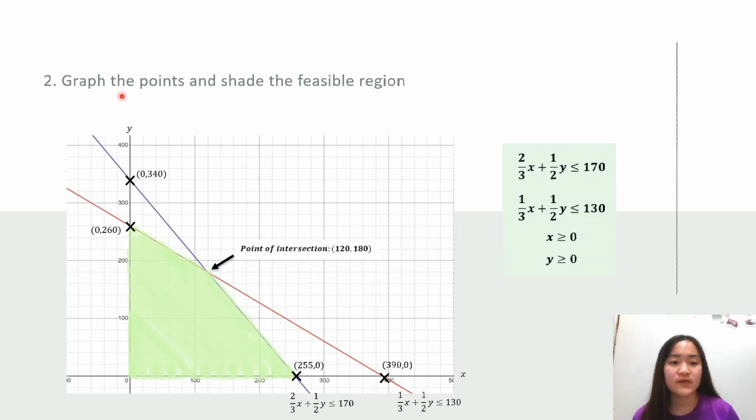Second, we will graph the points and shade the feasible region. From the first step, we have found these 4 points already, so we are able to draw these 2 lines. And this feasible region is defined by all these conditions. And for this point of intersection, we will explain in the next step.